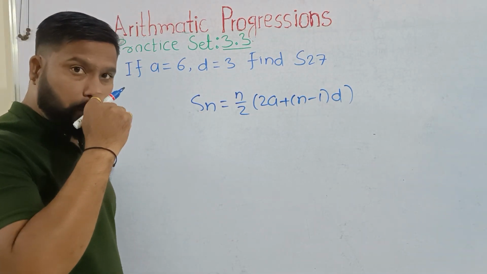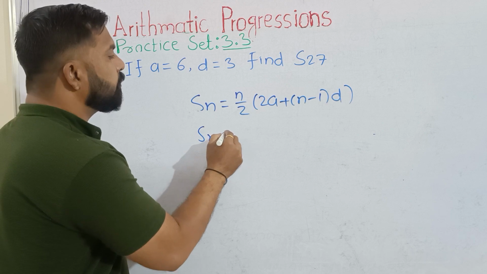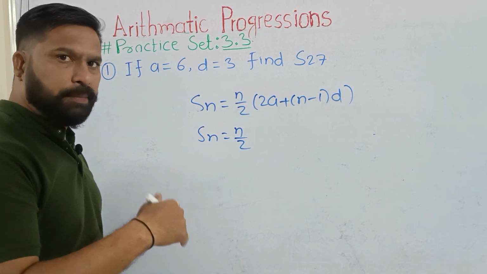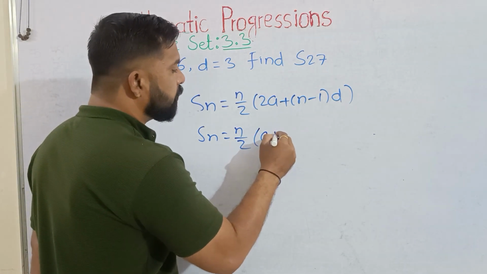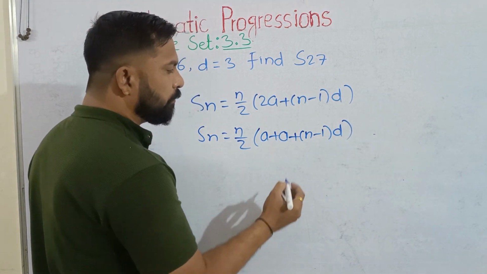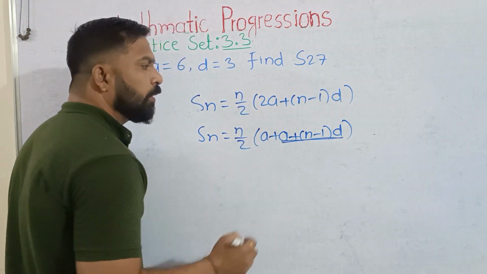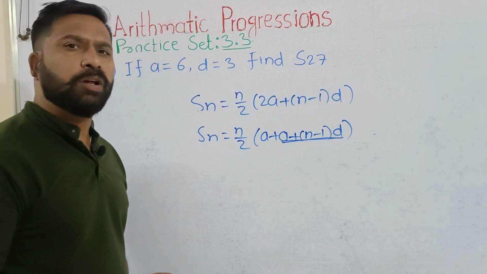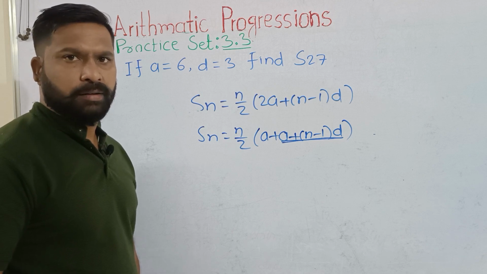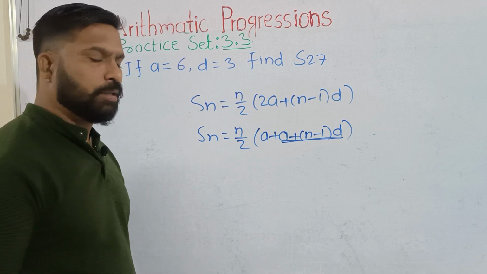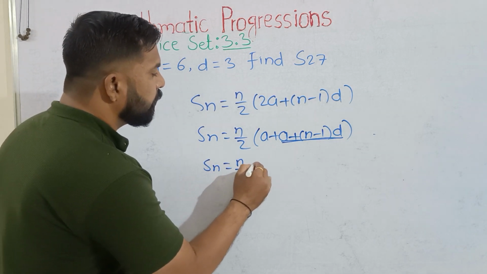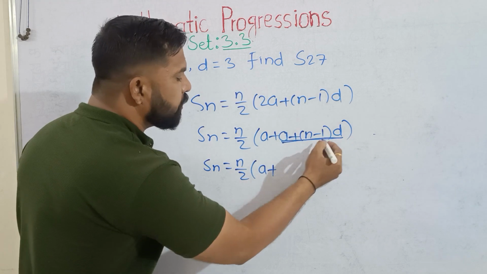We have one more formula for Sn. Sn is equal to n by 2 into 2a, can I write 2a as a plus a? A plus a is nothing but 2a, plus n minus 1 into d. This part is the formula for tn. As you can observe, instead of it I can substitute the tn. Mostly we use the tn for the last term. If you know the first and last term, then Sn can also be written as a plus tn.